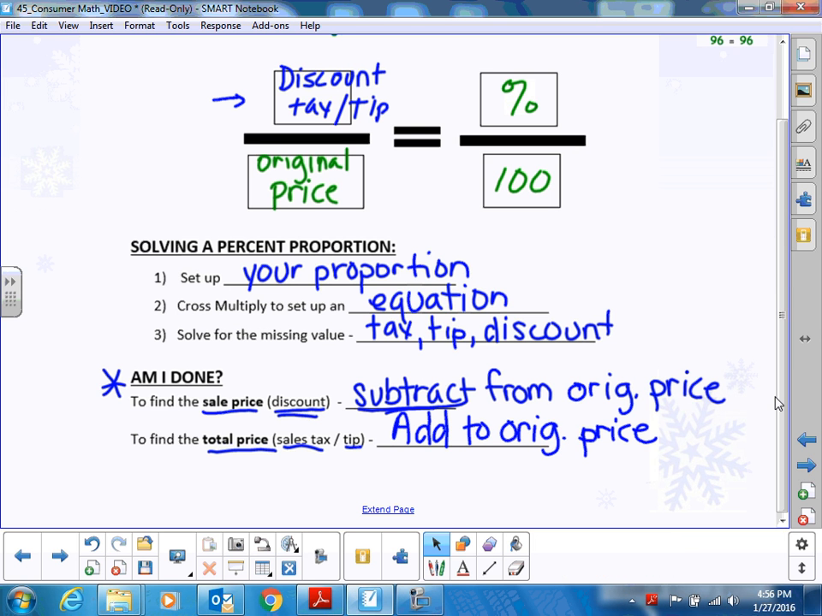So it's that simple. Set up your proportion, cross multiply and divide, clap, clap, and then solve for the missing value by dividing. That's your tax, tip, or discount. Then if they ask you to find the sale price or the total price, that's when you do that additional step by either subtracting or adding.